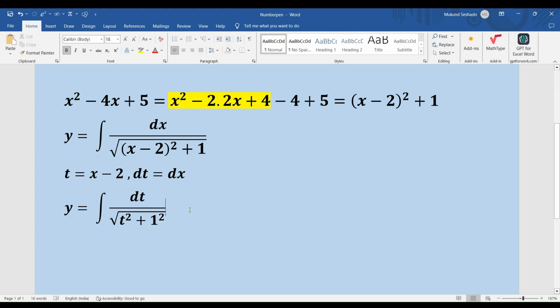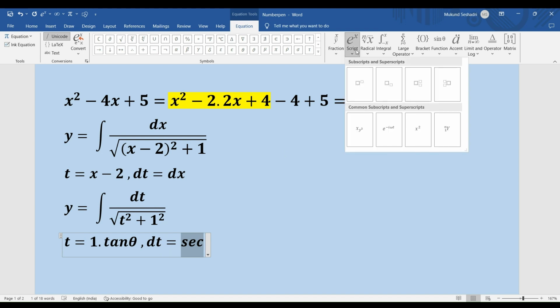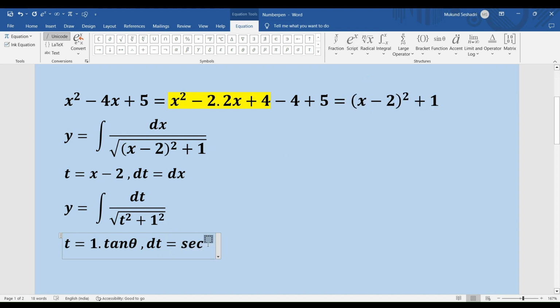So here again, the substitution will be t equals 1 times tan theta, right? And let's imagine in place of 1 square inside the square root you had 2 square, then your substitution would have been t equals 2 tan theta. Now when you have t equals 1 tan theta, which is nothing but tan theta, then your dt becomes equal to secant square theta d theta, right? And this is something that I expect you to know from first principles.